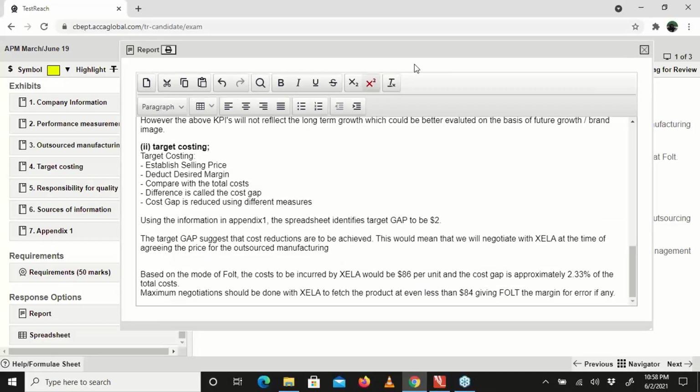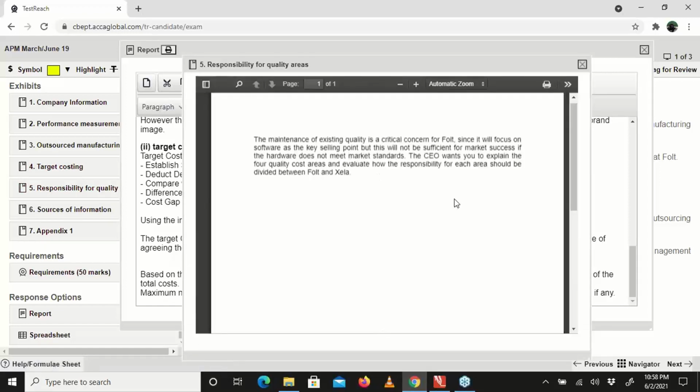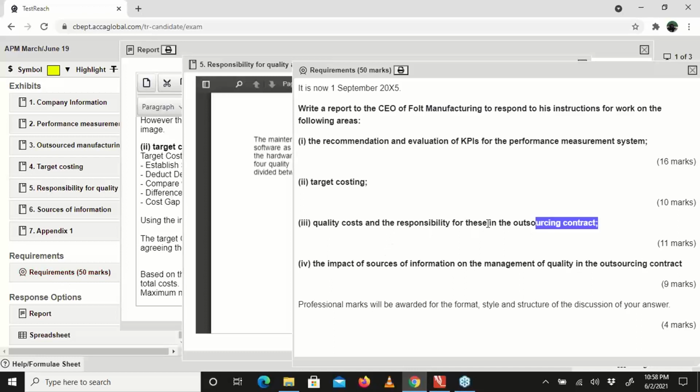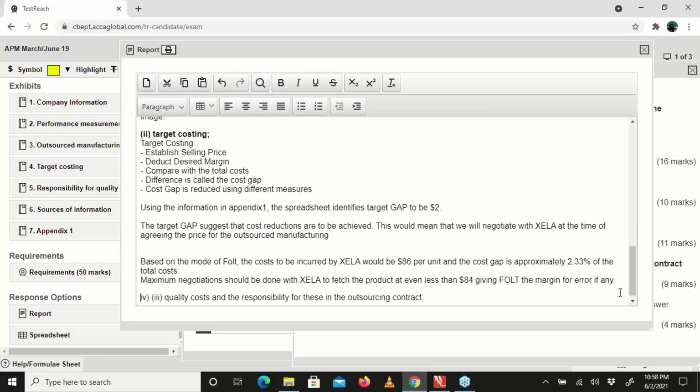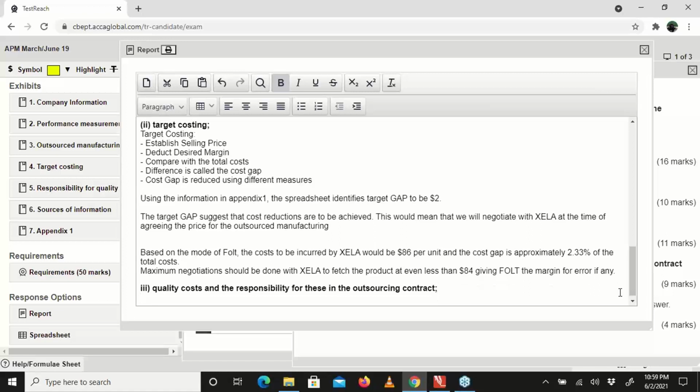Okay, now. So we are done with target costing. Now what next is there? Responsibility for quality. What is he asking us to do? I'm emphasizing again that the reason for me writing down in bullet points is, if I write in paragraph form, you won't be able to understand. What does it say with respect to quality?